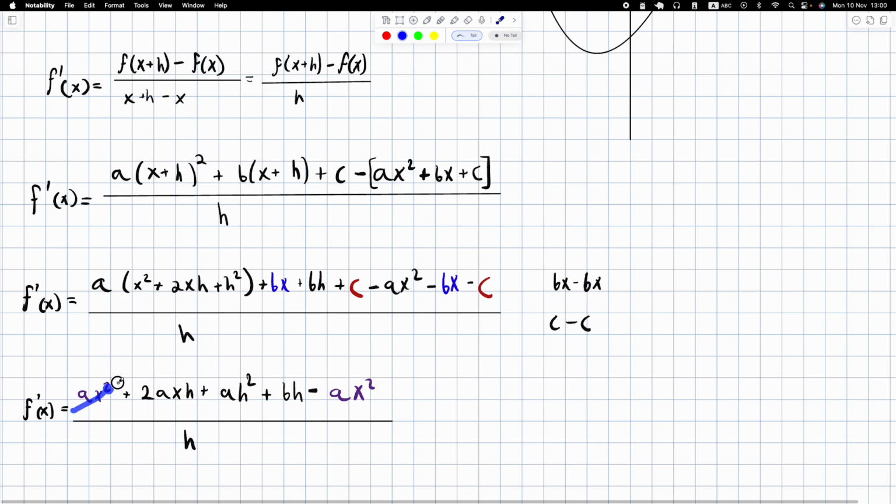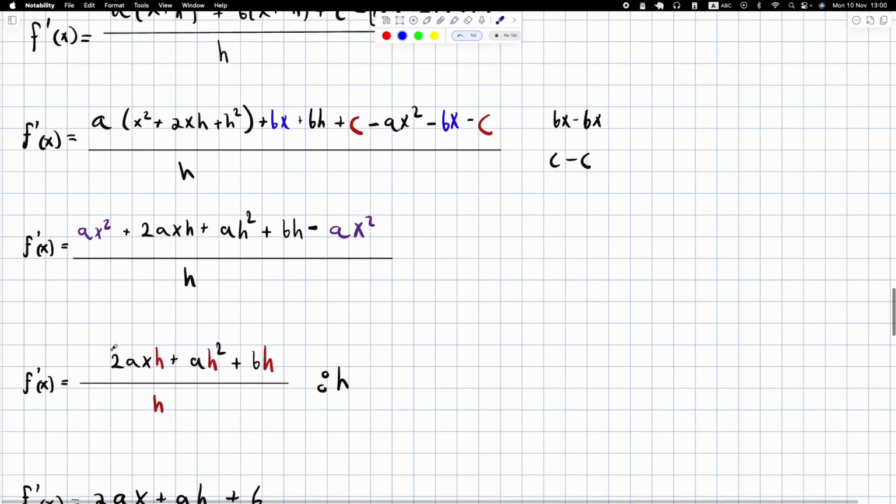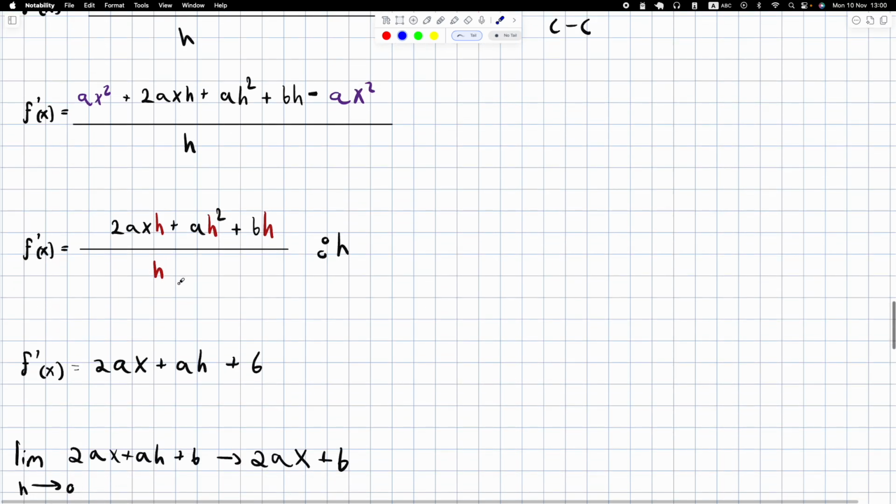Now I can see that a times x squared and a times x squared just cancel out, so I have this main thing that's left. And now I can see I have h in all of them, so I mark the h in red. Now I can just divide everything by h. It cancels out all the h, so it's 1. Now we're gonna have here h to the power of 1, because this is h times h. I assume you know that.